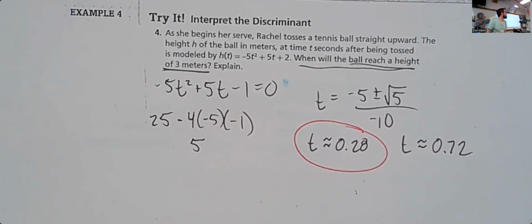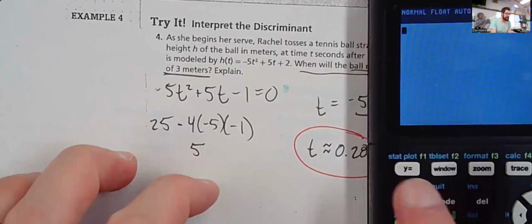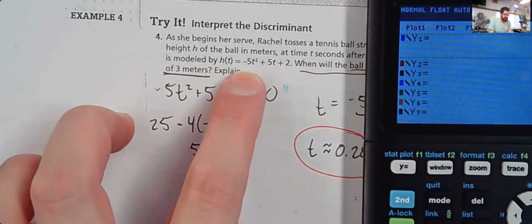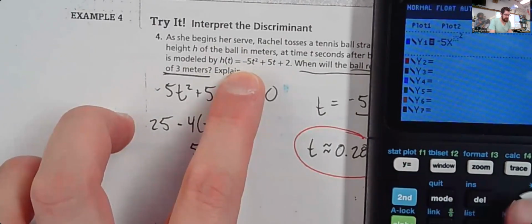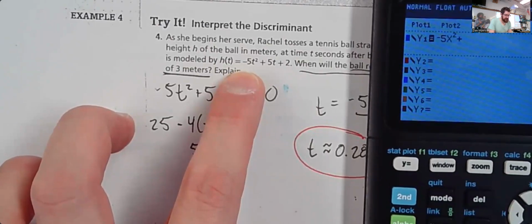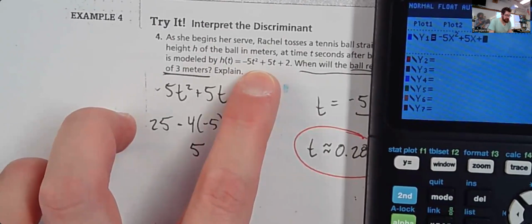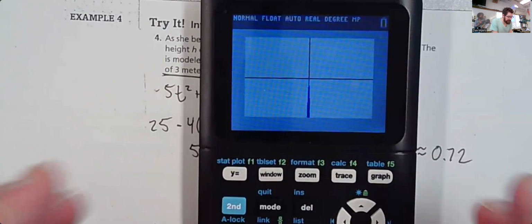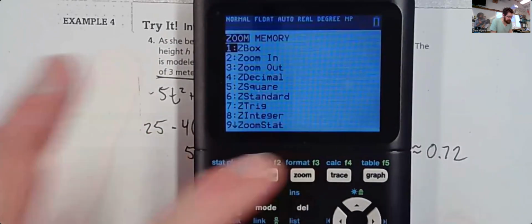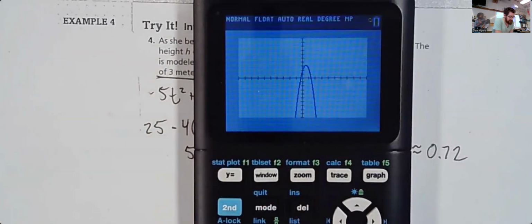Okay. How do you verify it? You can graph it. That's a great question. How do you verify? So I would say verify by going to your graph and typing in negative 5x squared plus 5x plus 2. Go to your graph. Ooh, that's really bad. I need to redo that. Zoom, standardize that thing. There we go.